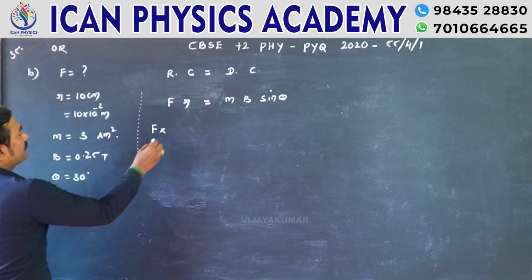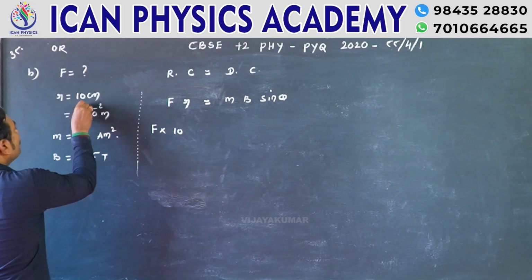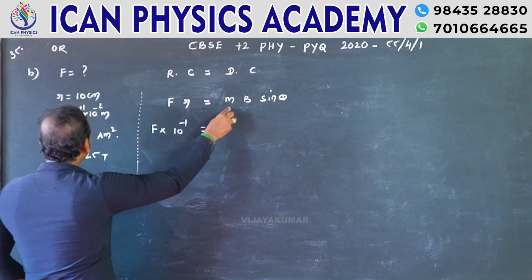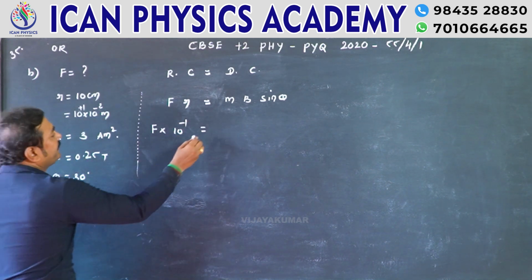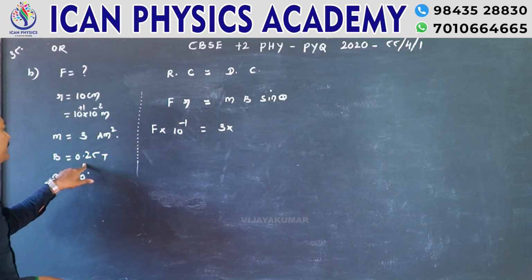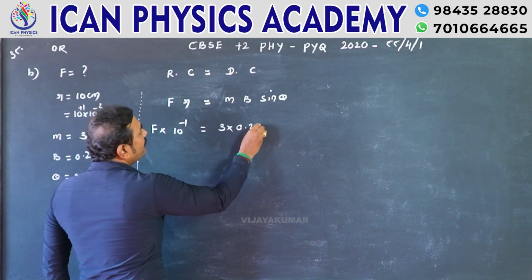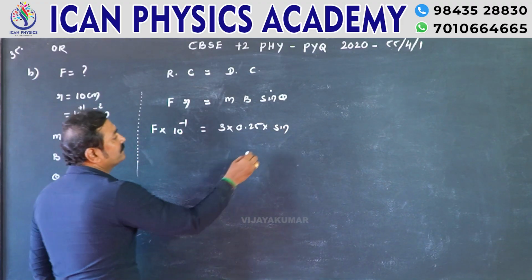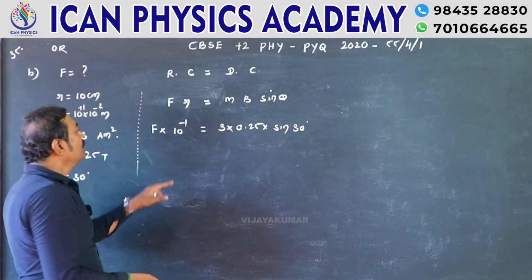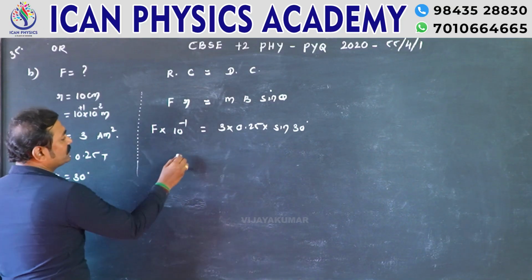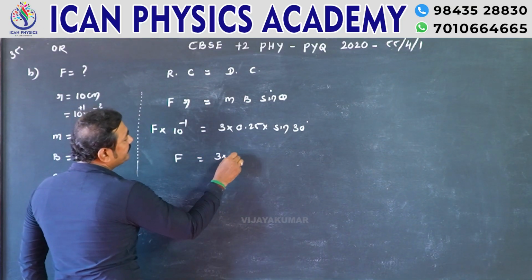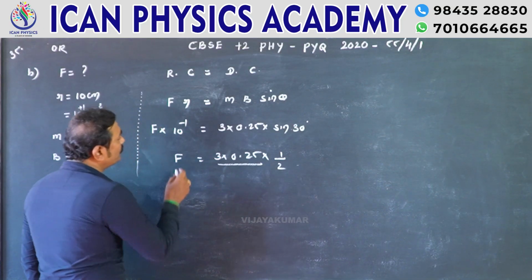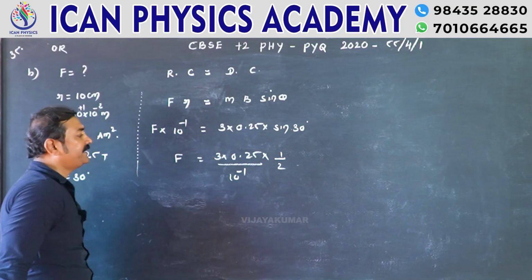So what is R? That is 10 into 10 to the power -2, so we can write 10 to the power -1 equal to mB sin theta. What is m? It is 3. Into B is 0.25 into sin 30. So the multiplication value goes to the right side as division. So F equal to 3 into 0.25 into sin 30, which is 1/2, into 10 to the power -1.